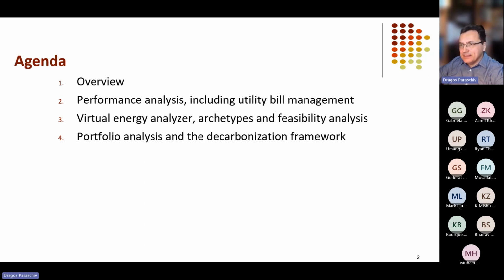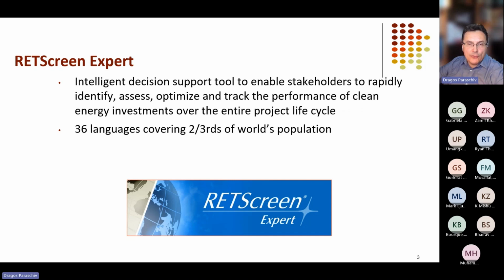So these are the 3 main components. And before we get into it, just in case anyone is newer to RETScreen or you'd like to see an overview, we'll go very quickly over a few slides that present the RETScreen software platform.